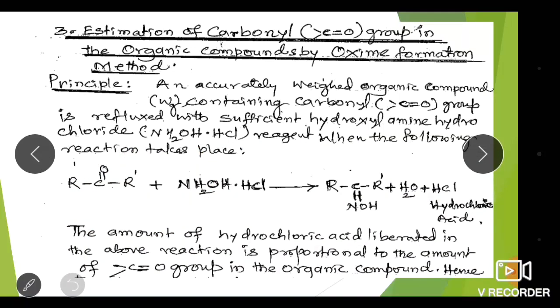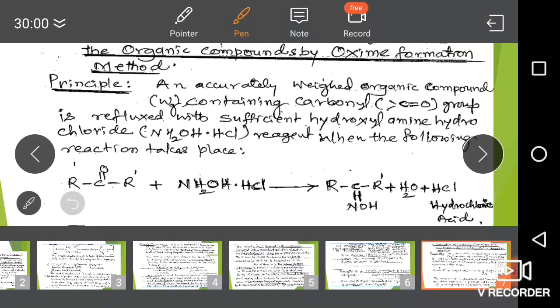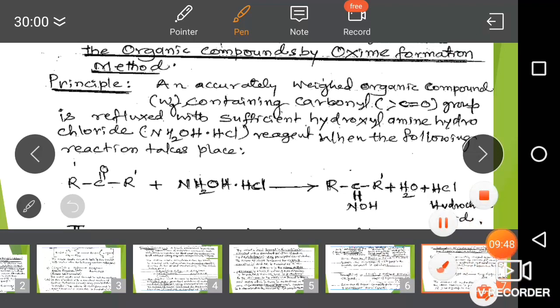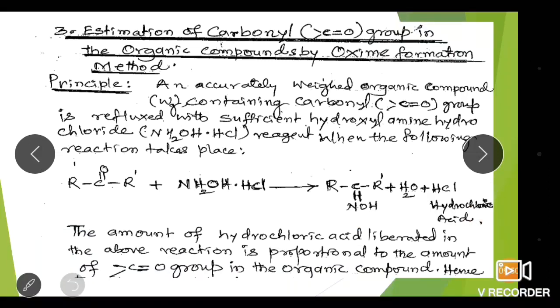Then the third one, the estimation of carbonyl group in an organic compound by the oxime formation method. Here, the second one is the estimation of carbonyl group. So this is about how to determine the carbonyl group in the given organic compound by the oxime formation method.